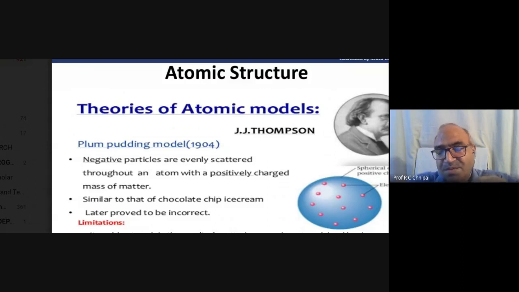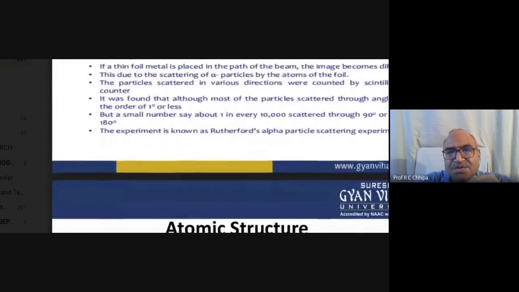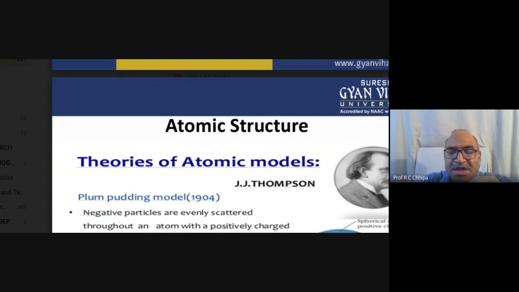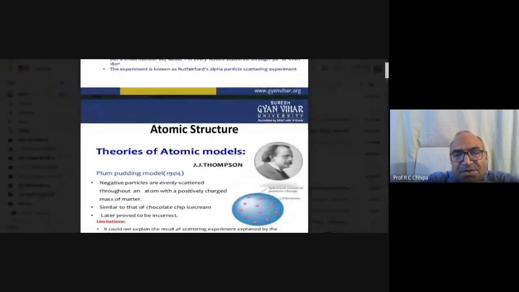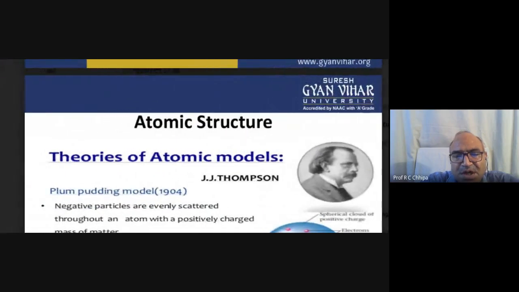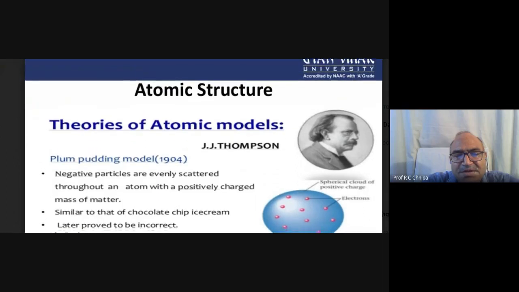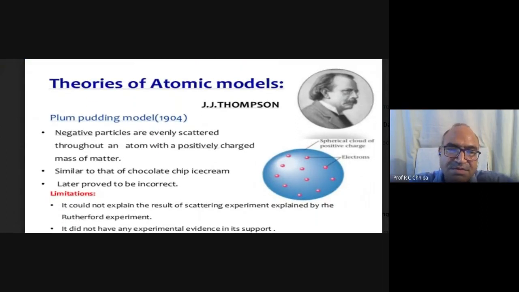So one experiment related to the scattering of particles, because the gold foil gets scattering because of the beam. In 1904, the Thomson model proposed that negative particles are evenly scattered throughout an atom. It means negative particles, whatever was given by Rutherford, are scattered. In the case of Rutherford, that was the gold foil experiment where some particles are scattered.